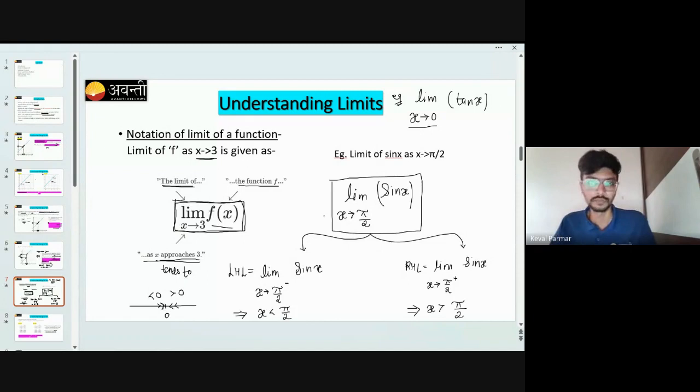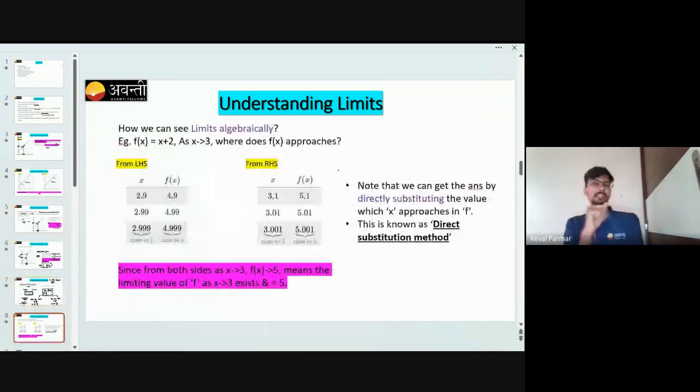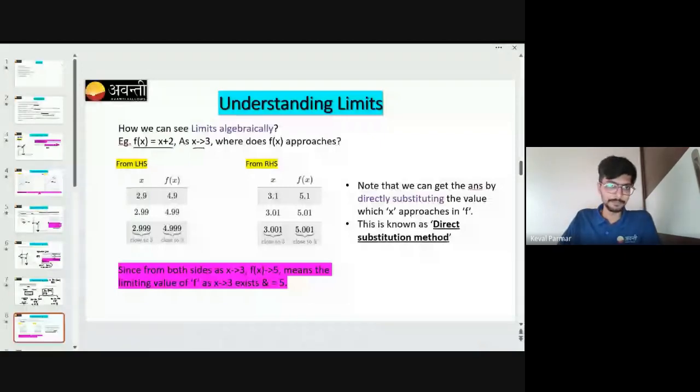Okay, let's move forward. Now, the main thing I've been talking about is that it is not possible for us to make graphs of every function so that we can find the limiting value as we have seen till now. So basically we need algebraic tools, which we can use without using graphs. So now let us see what limits mean algebraically. Suppose for example f of x is x plus 2, the same example we've been taking. As x tends to 3, where does f of x approach?